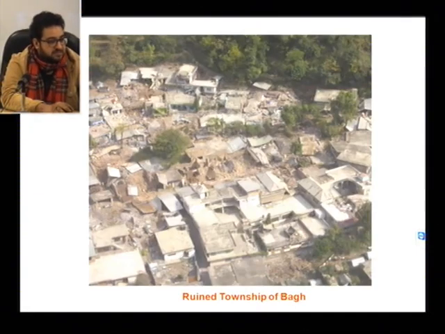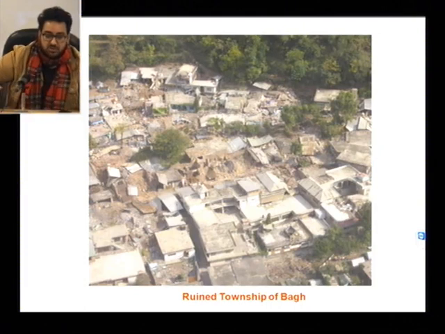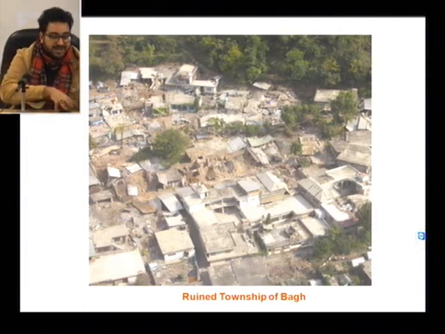And again, the whole township has been ruined in Bhat. These images are mixed. The earthquake happened in Pakistan-occupied Kashmir, but similarly the waves traveled to our parts. Even tremors were felt in Delhi as well. Delhi had some cracks in their buildings. So these pictures are mixed: some from Pakistan-occupied Kashmir, some from our Kashmir, and even from Delhi.